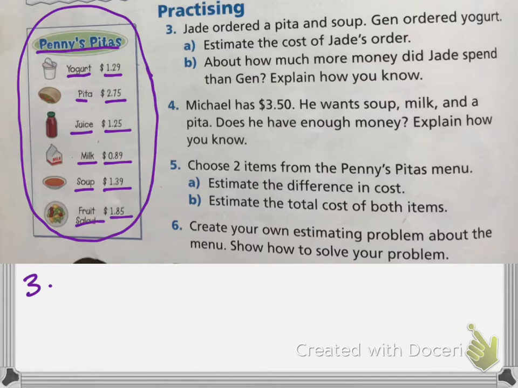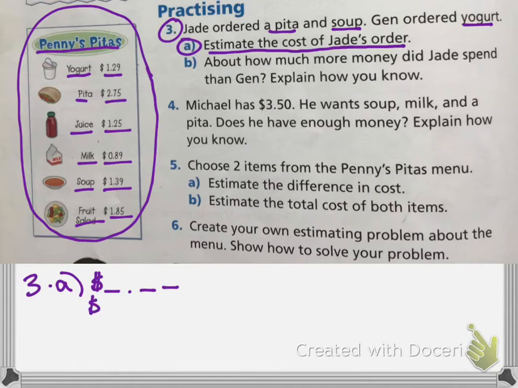Okay, so now let's take a look at number 3 and A. Jade ordered a pita and soup. Jen ordered yogurt. So we have 2 different people. They ordered different things. A says, estimate the cost of Jade's order. So what I would like you to do is write down the 2 numbers that go with Jade's order. Pause the video and write that down.